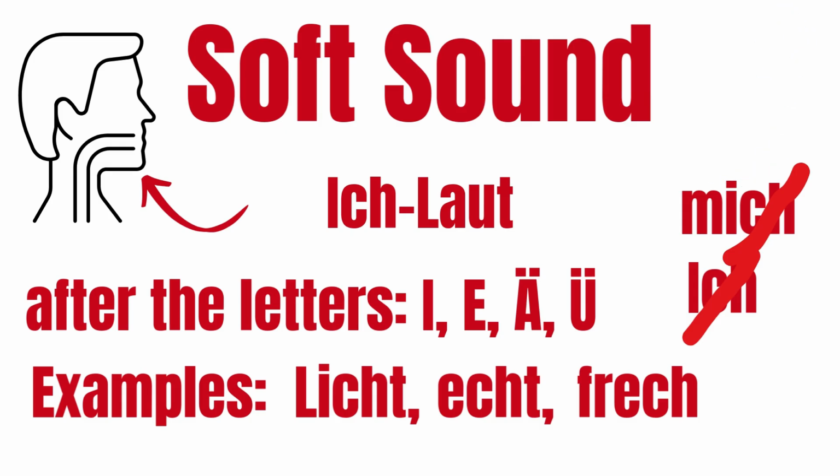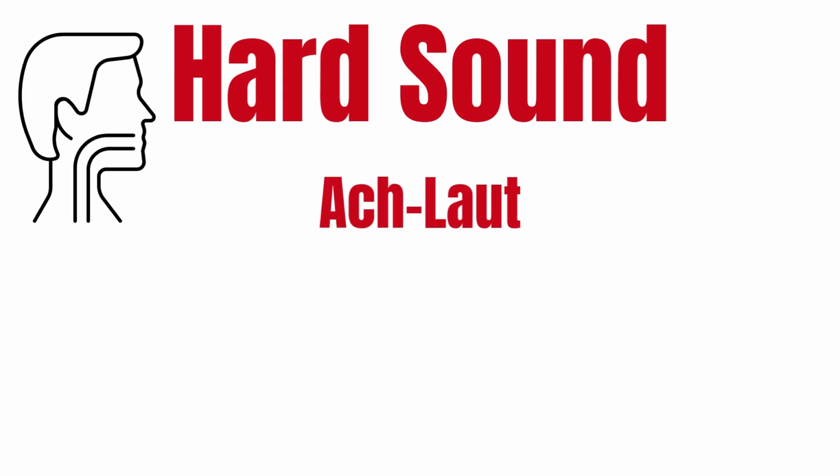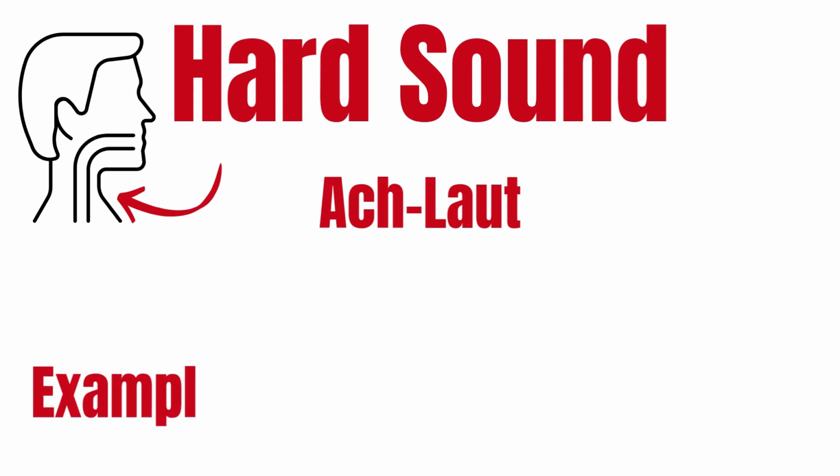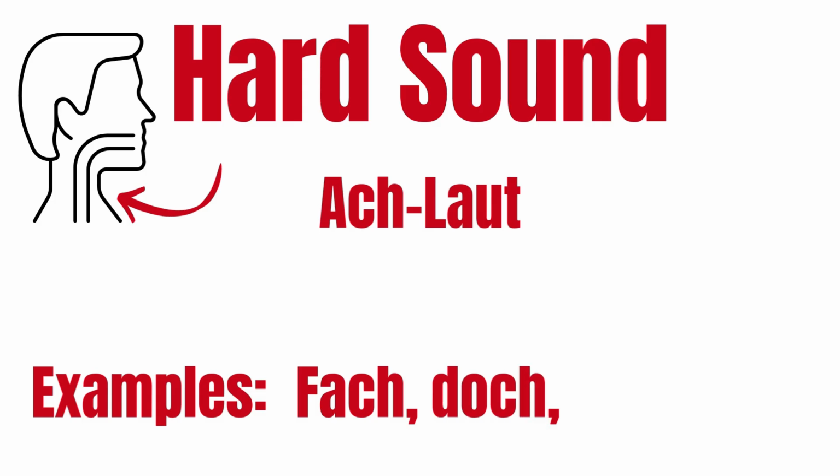If you're interested in words that are the same in English and in Austrian German, please check out my video about it. On the other hand, the hard CH sound is also called Ach-Laut. This one is deeper in the throat. Examples are Fach, which means subject, Doch, which is still or but, Spruch, that means saying.